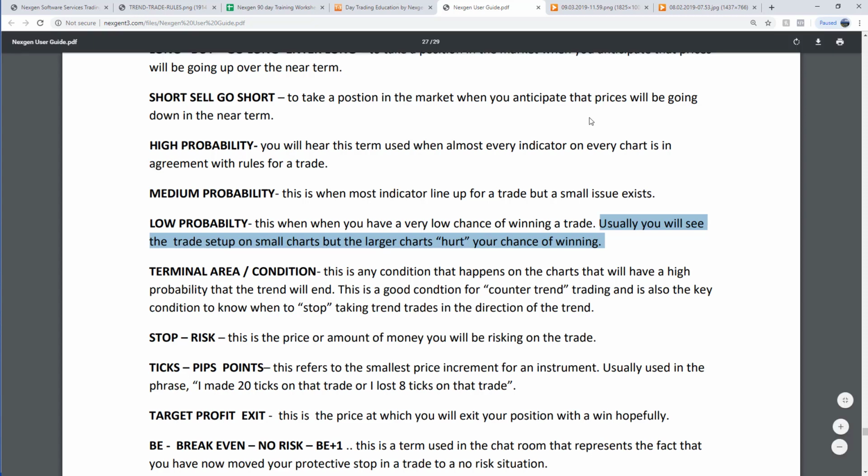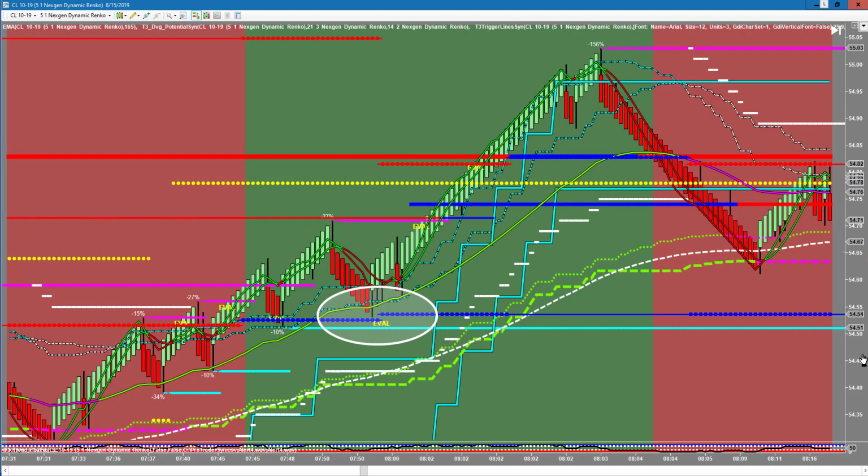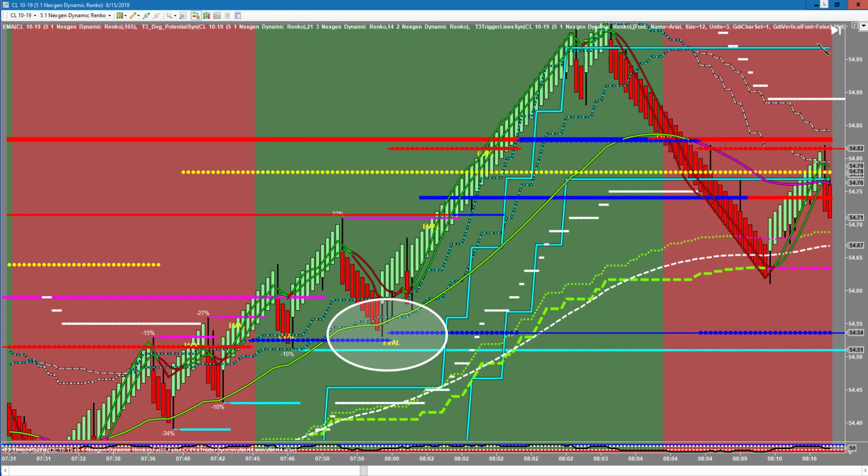This is why new traders that only stare at their small chart do short trades here and end up losing. Because on the small chart, that looks like a high probability short, doesn't it? This is why we don't just look at our small chart. We look at our large chart, small chart. Because the large chart is going up really strong, which means that our mid-band on the large chart is going to terminate the trend. If you do this trade on the small chart, which is low probability, you end up losing your money.